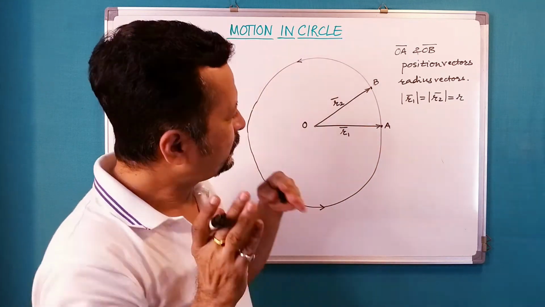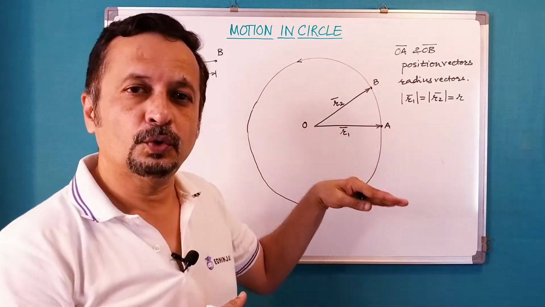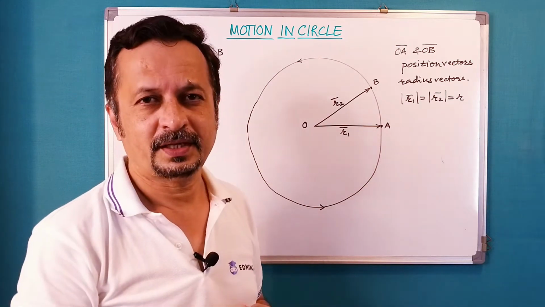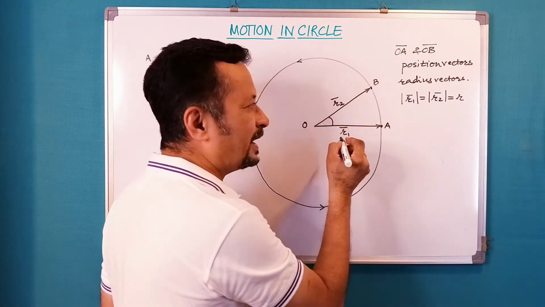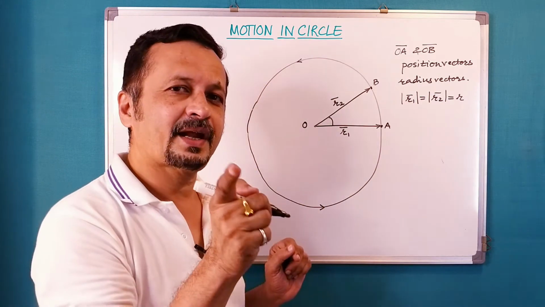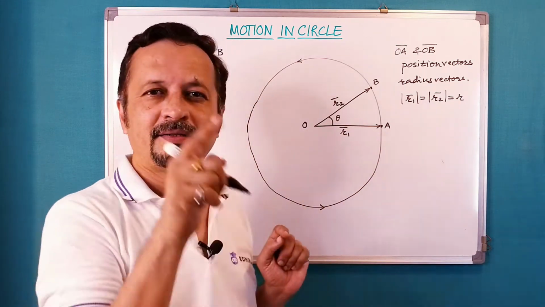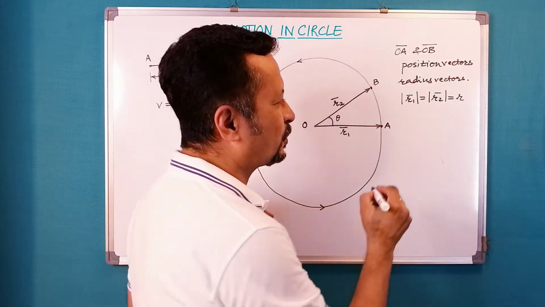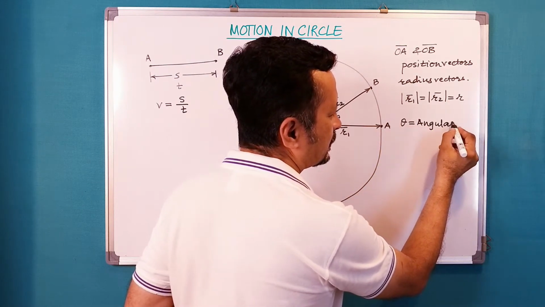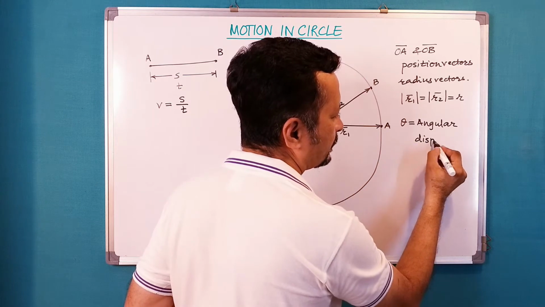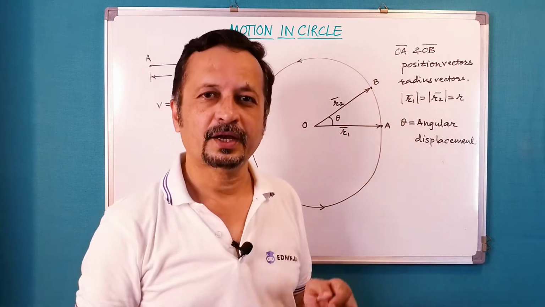But then what change did occur over here? Initially it was along OA and now it is along OB, isn't it? There is some change here, and that change is the angle that this position vector described with the center of the circle. Let us call this angle theta. This angle theta is called angular displacement.